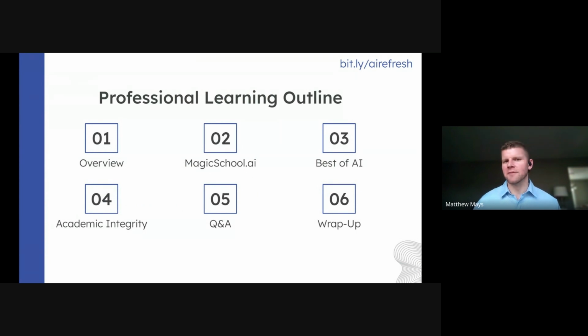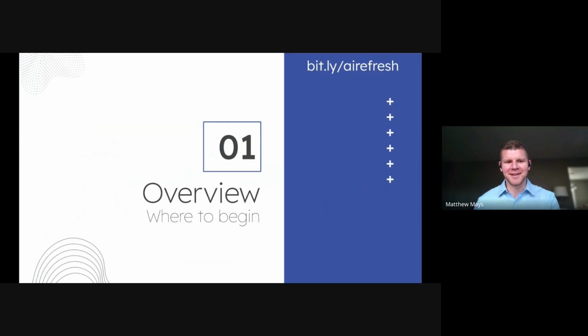Okay, so here's where we're going to spend most of our time. Should be about the next half hour or so, maybe a little bit longer. And these are the places where we're going. We're going to talk a little bit about AI as just a general overview. We're going to talk about one of my favorite tools, which is Magic School. We're going to kick it around the web a little bit to talk about some of my other favorites. I just called it the best of AI. We'll dip a little bit into academic integrity and how important that may be for your classroom, as well as opening it up for a Q&A. So lots of good stuff here to cover.